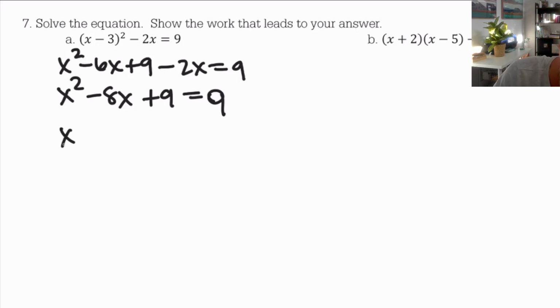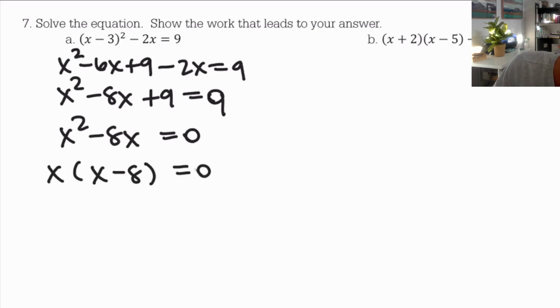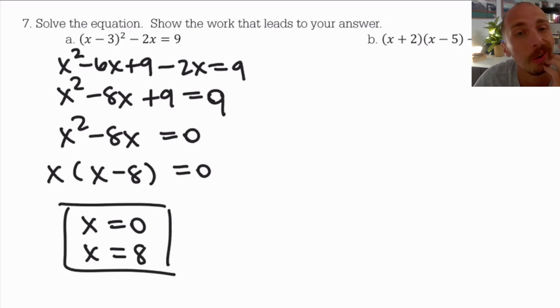And it's like, great. This is nice. Factoring won't be too bad. I'm going to factor out the greatest common factor of x, and be left with an x minus 8. And I'll say either x is equal to 0 or x minus 8 is equal to 0. And that would give me a couple of solutions to that equation.